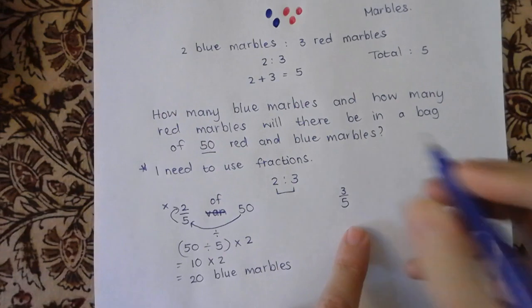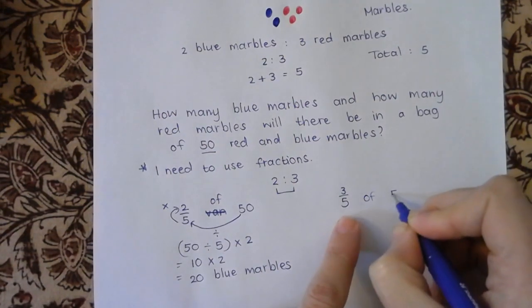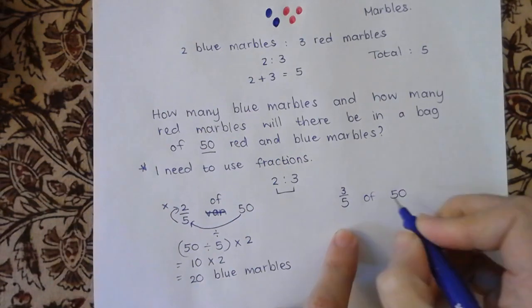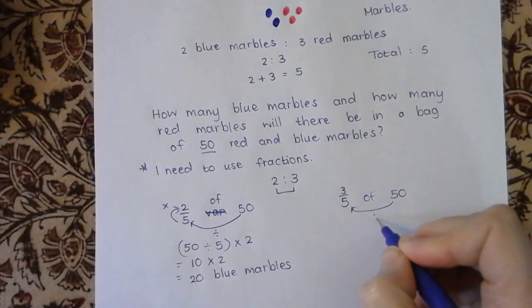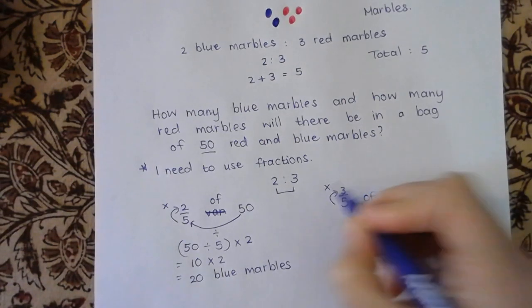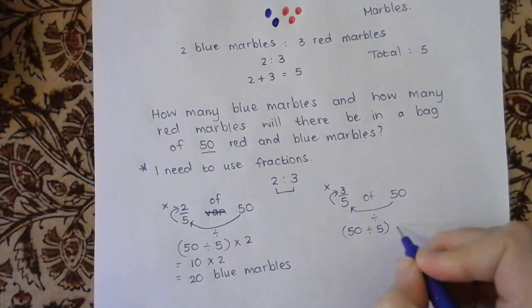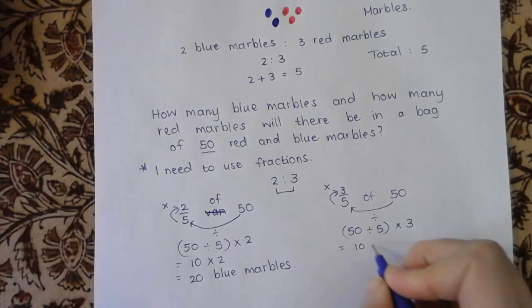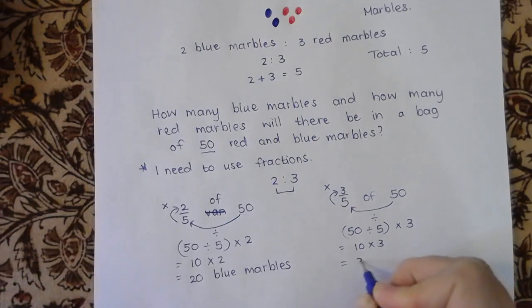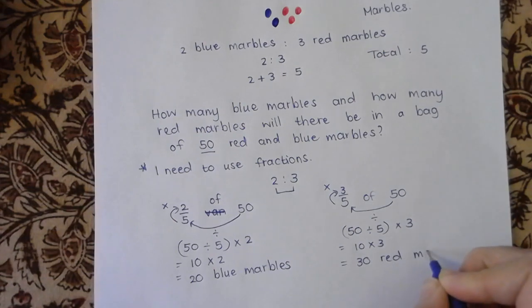Okay, so now let's calculate 3/5 of, again, 50 marbles, because we want to know how many red marbles we will have. So then you're going to, again, divide and times. 50 divided by 5 multiplied by 3. 50 divided by 5 is 10 again, times 3, and then you get 30. So this is 30 red marbles.